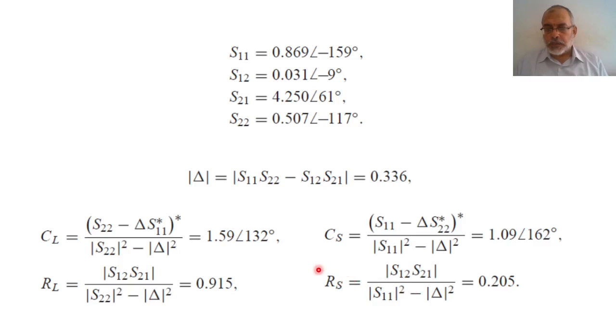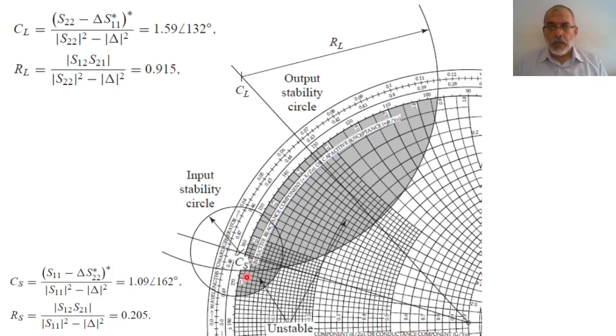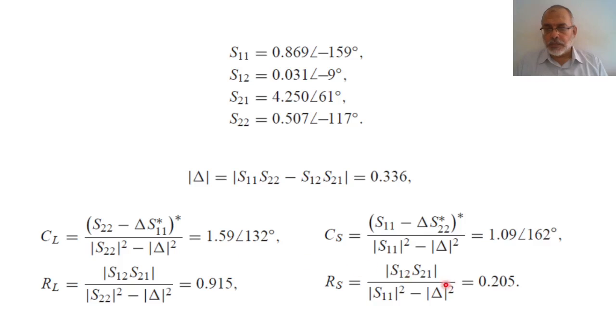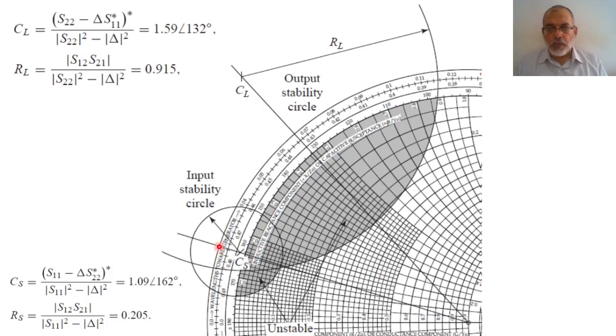Now the radius of the source impedance circle is 0.205. So I'm going to take the length from the origin to the edge of the Smith chart and multiply this length by 0.205 to find the value of the radius. From the center, I'm going to draw the circle of gamma source. So this is the circle of gamma source.